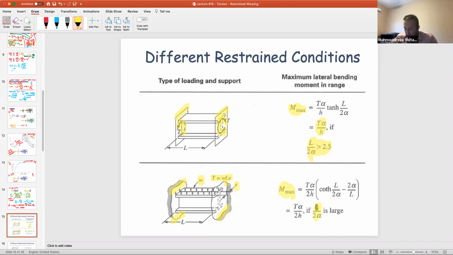And again, if L over 2 alpha is large, or more than 2.5 as a rule of thumb, we told you, you're going to use this expression for the maximum moment in this case. Okay?